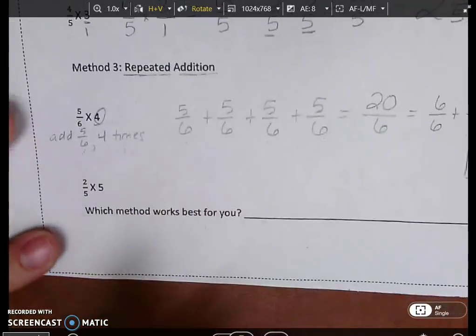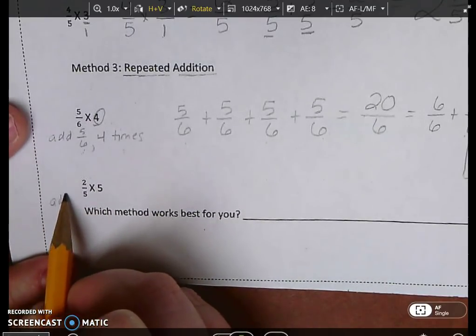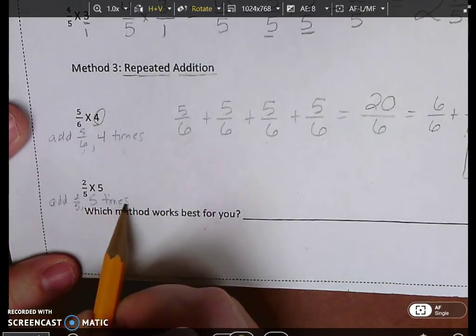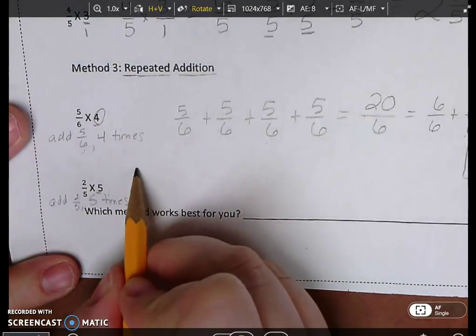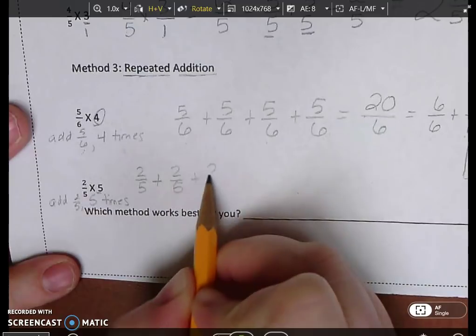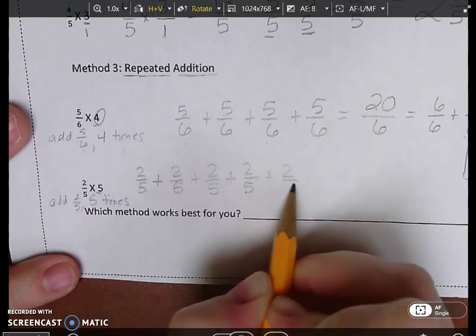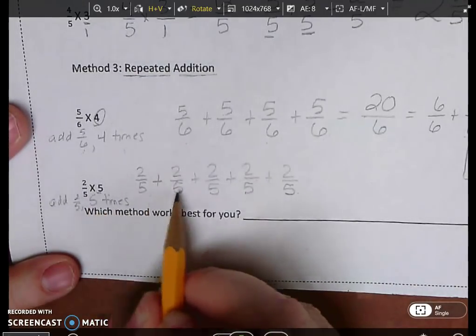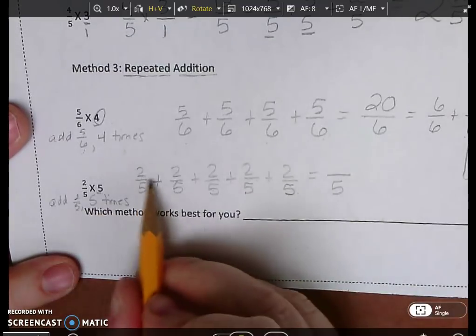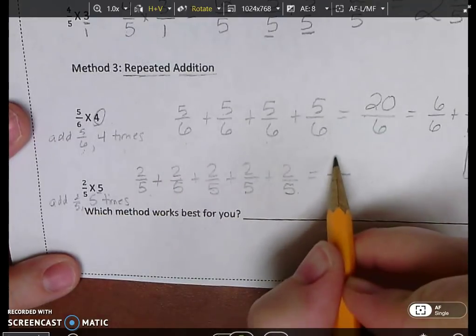Okay, so now let's look at the second one here. This time I'm going to add that 2/5 5 times because I'm multiplying by 5. So I would do 2/5 plus 2/5 plus 2/5 plus 2/5 plus 2/5. So I'm going to do it 5 times. 1, 2, 3, 4, 5. My denominator stays a 5, and I just add straight across the top. 2, 4, 6, 8, 10.